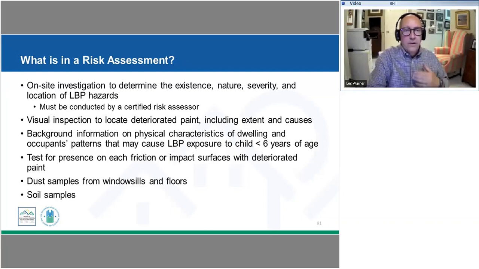So our risk assessment is looking at all the visual clues. It's also testing to determine what that material actually is. And as a result of that, we will come up with our risk assessment report, which is going to then lay out what our hazards are, and what the requirements are going to be for treatment for that unit.